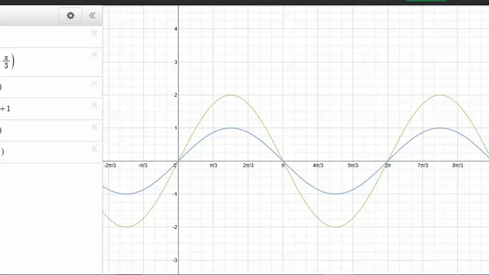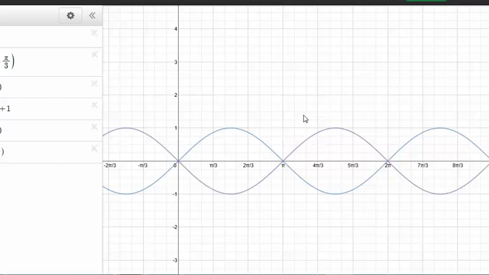If we looked at 2 sine of x, that adjusts our amplitude. So now our amplitude, instead of being 1, is equal to 2. These are the peaks that we're going to hit. And lastly, if we look at negative sine of x, we expect a flip around the x-axis, which is exactly what we get.